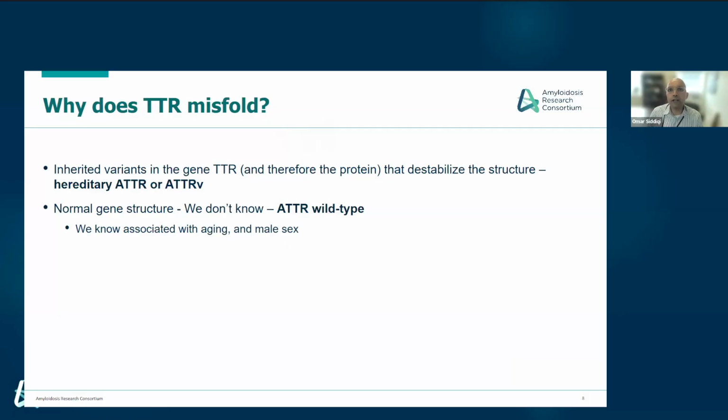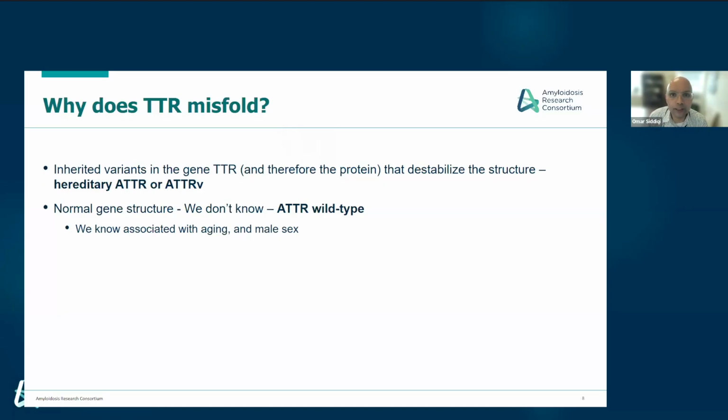So why does transthyretin misfold? I told you that it circulates in the body in its normal state as a 4-leaf clover binding to thyroid hormone and vitamin A. Why does it misfold? Well, we know that in people who are born with the mutation, people who have hereditary transthyretin amyloidosis, that genetic mutation predisposes them to having an unstable structure that can then break down as they get older. So that, I think, makes a little bit of intuitive sense.